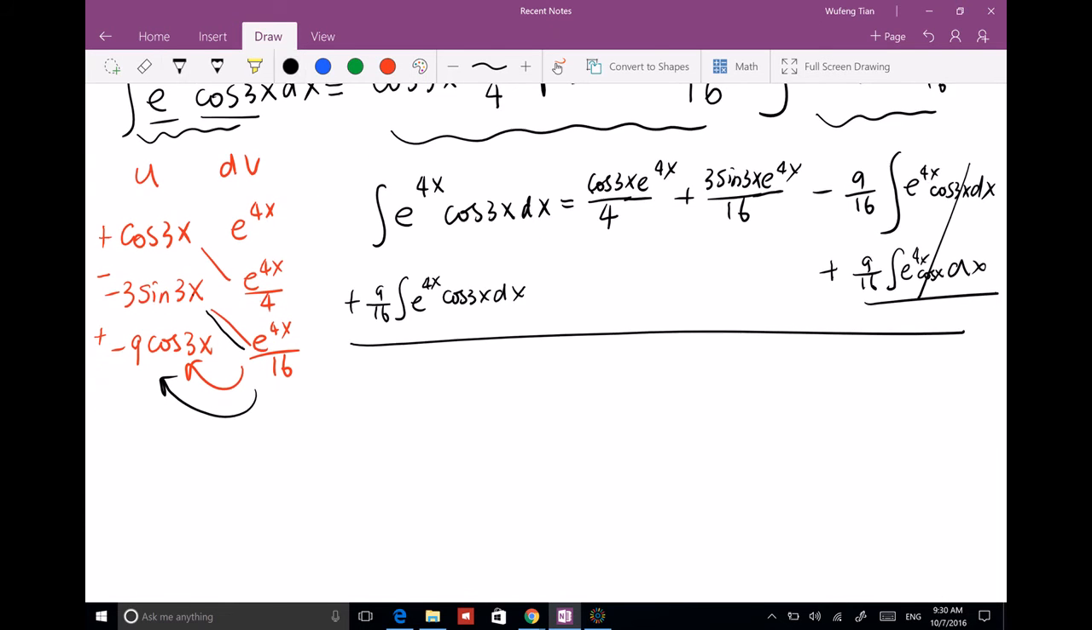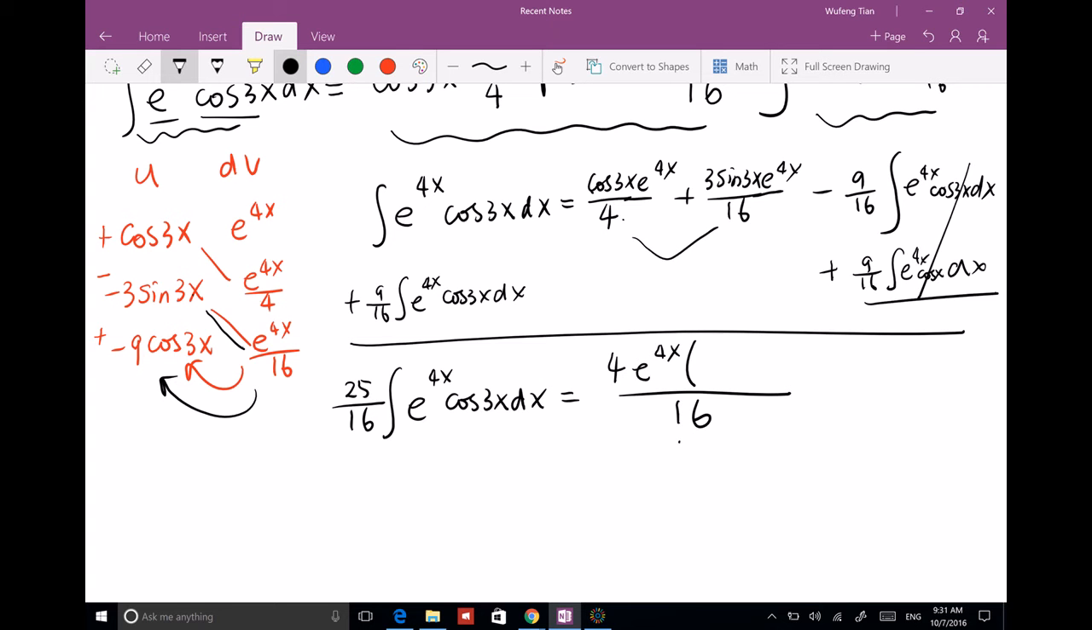Then this one will give you 1 plus 9/16, which gives you 25/16. And the integral of e to the power 4x cosine 3x dx equals these two. You can combine like terms with the common denominator 16. This one, if I change the 4 into 16, I multiply the top and the bottom both by 4. Both of them have e to 4x as a common factor, and the cosine 3x plus 3 sine 3x. Just combine these two.